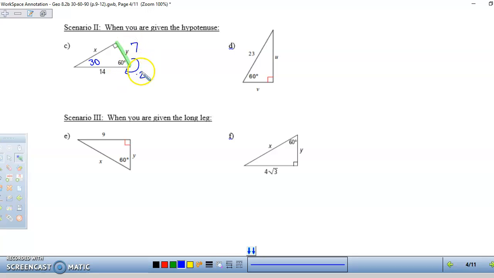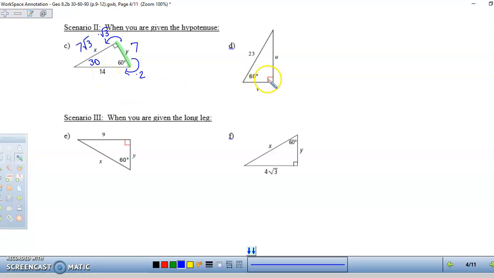When you're reversing it, you're dividing by 2. But just think about something times 2 equals 14. That's got to be a 7. And then using the pattern, you times root 3. So this is simply 7 root 3.